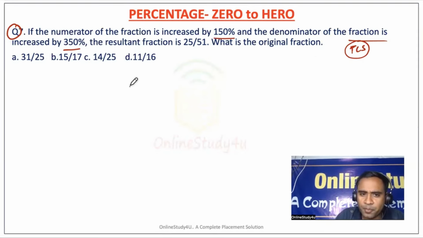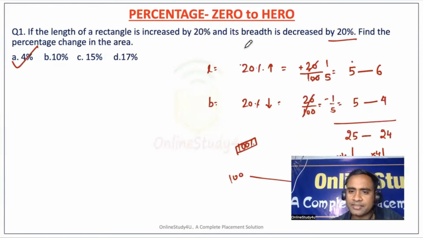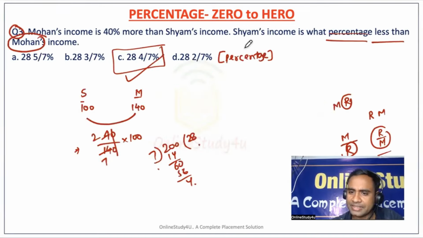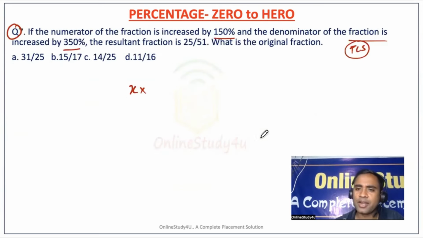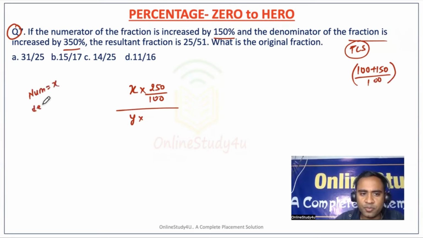Suppose the numerator is x, increased by 150%. In the beginning I told you, if there is any increment, add it to 100 and divide by 100. If you remember this, then percentage and profit and loss become easy. So 150 increment, add it to 100, it becomes 250 divided by 100. I assumed the numerator as x and the denominator as y.